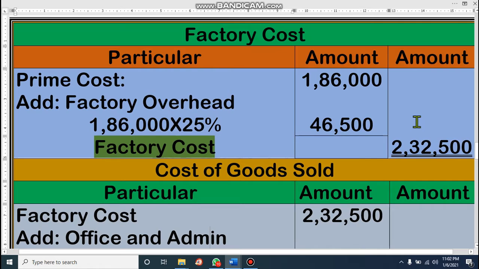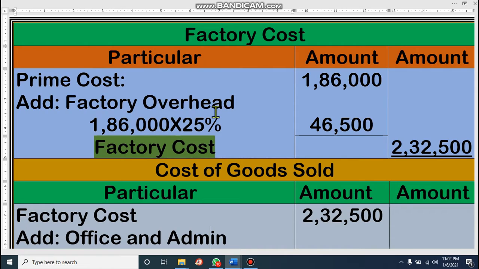Okay, dear student, our next topic is factory cost. If you remember the formula, last class I gave you the formula. That's why I am telling it several times. Last class you have to see the previous video, then you can easily understand. The formula of factory cost is prime cost plus factory overhead. That means whatever prime cost we have, we add factory overhead to it, then it will be factory cost.